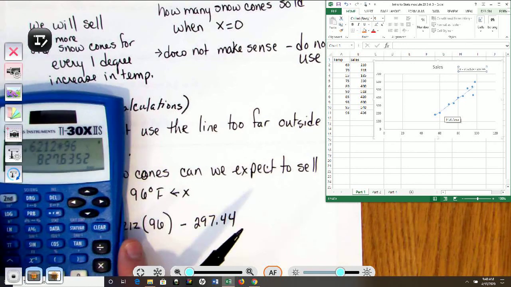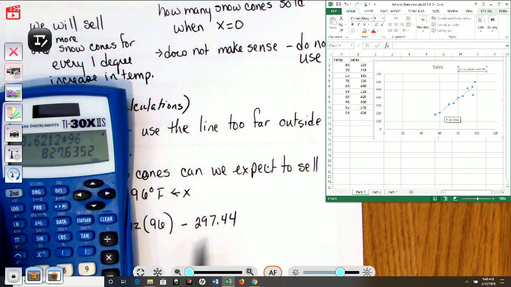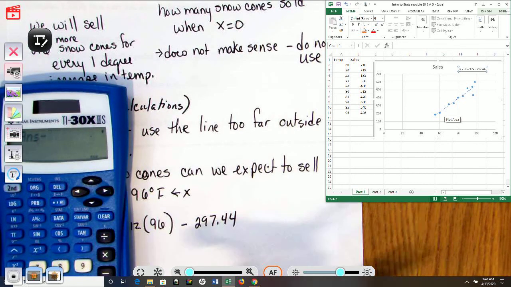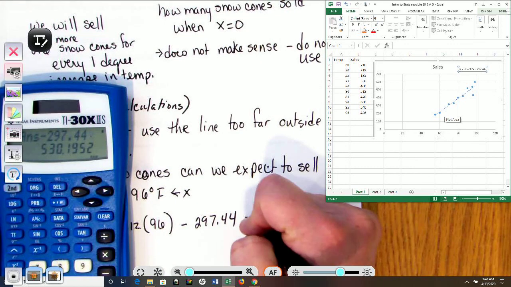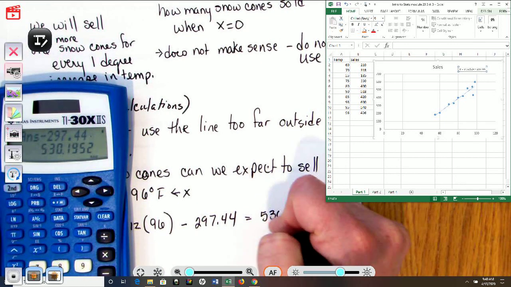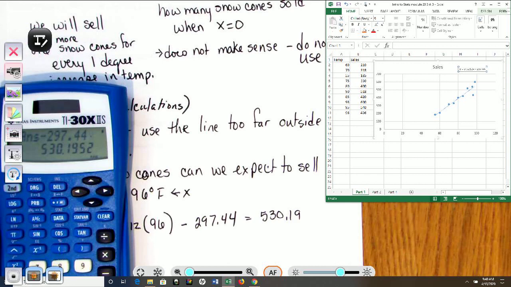So I did that. There's my multiplication. And then I'm going to subtract 297.44. And I come up with roughly 530.19. So somewhere between 530 and 531 is what I should expect to sell for that day. So 96 would be about here. You can see that 530 would be about right there.